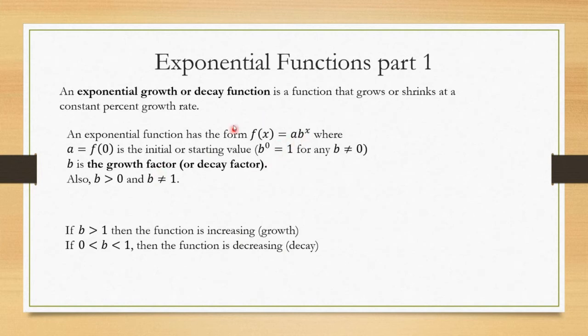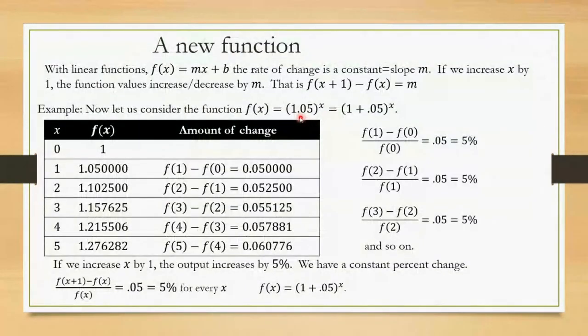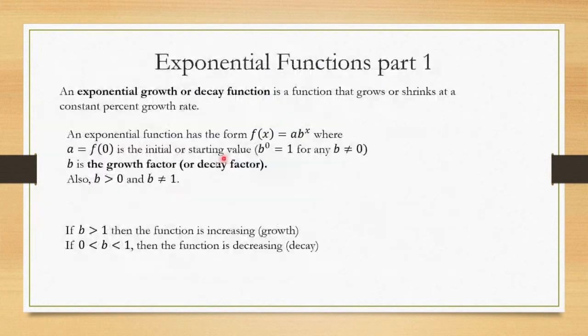And basically what's happening with exponential functions is, if your b, your growth factor, is greater than 1, the function is increasing and you have growth. And that's actually what we had here. This is our b, 1.05, which is bigger than 1. And as you can see, the function values are growing, increasing in value. So we had growth here. If b, however, were positive but less than 1, then the function would be decreasing or decaying.